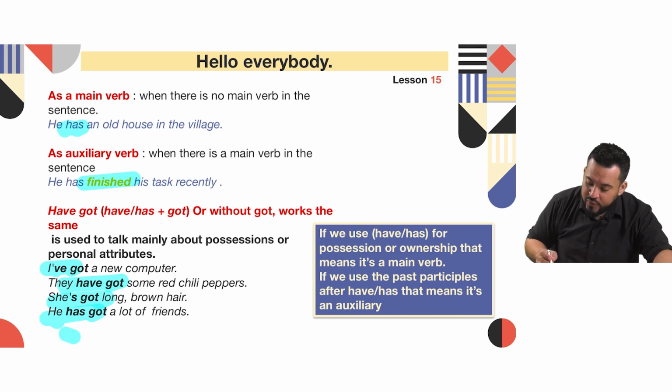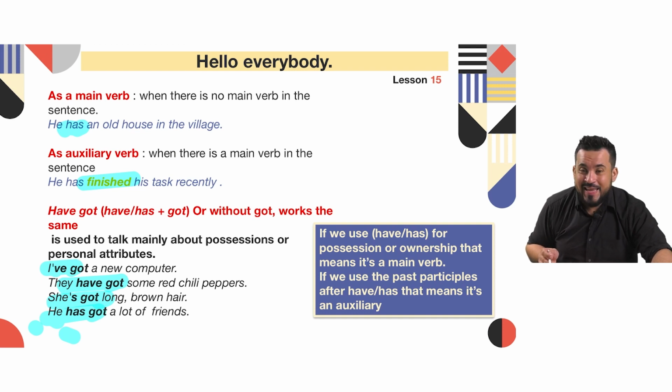So here, I've got a new computer. I have a new computer. They've got some red chili peppers. They have some red chili peppers. She's got long brown hair. She has long brown hair. He's got a lot of friends. He has a lot of friends. So no difference in the meaning, none whatsoever.